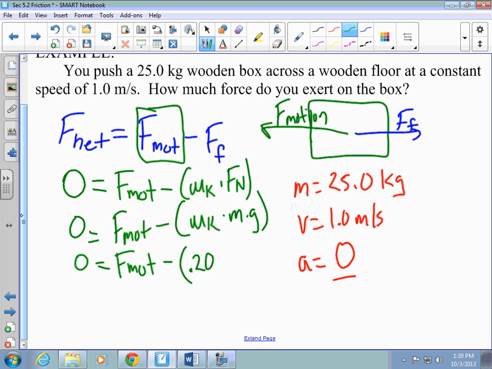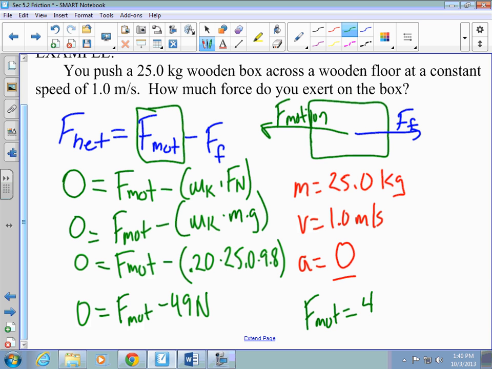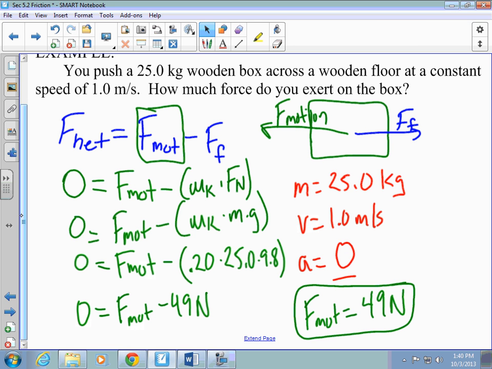So we're going to go 0.2 times 25.0 times 9.8. And when we do that, we end up with 0 is equal to the force of motion minus 49 newtons. Which means that our force of motion has to equal 49 newtons. Just like that. So that's an example of force of friction. It's going to be asking for your motion, how much you push. There is no equation for how much you push because that varies from time to time. Friction is a constant, so you can plug in and look at how that works for friction.